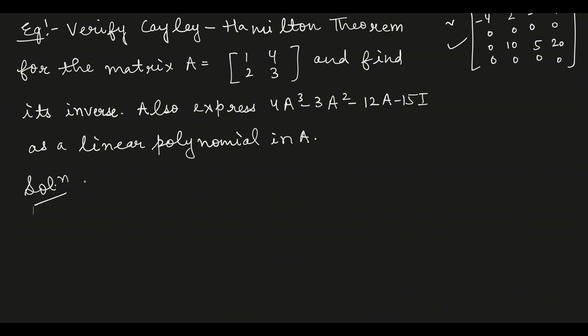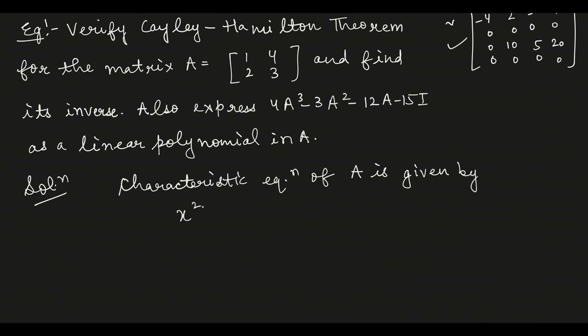So let us firstly find the characteristic equation. It is given by lambda square minus trace, 4, lambda, plus determinant, minus 5. Now I need to verify the Cayley-Hamilton theorem, meaning A^2 - 4A - 5I should be 0. I need to verify this.